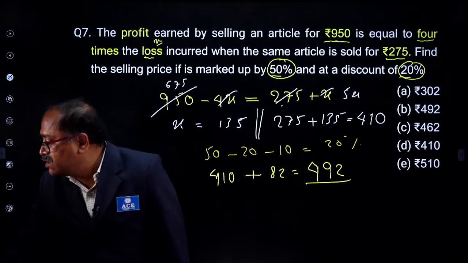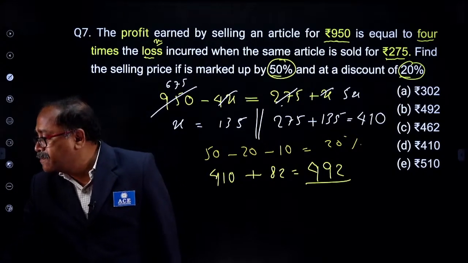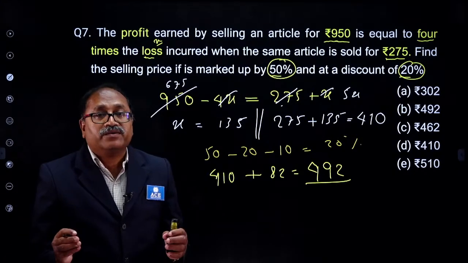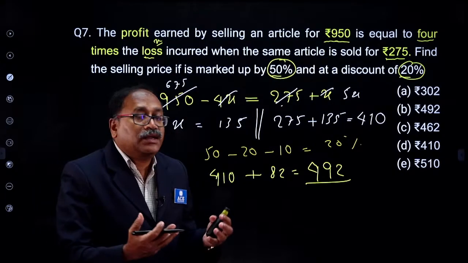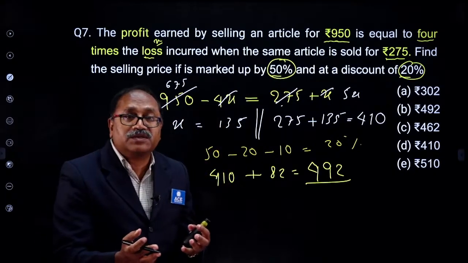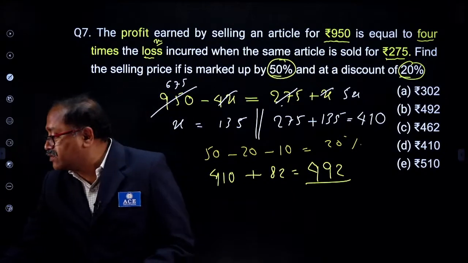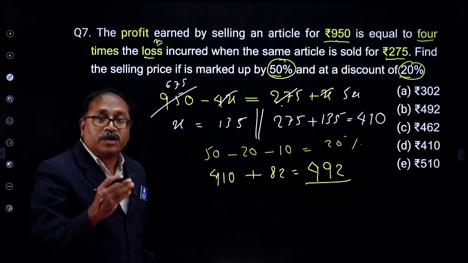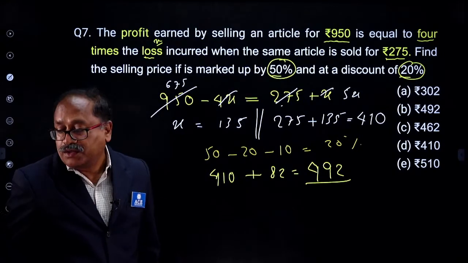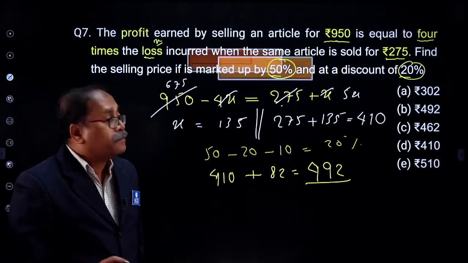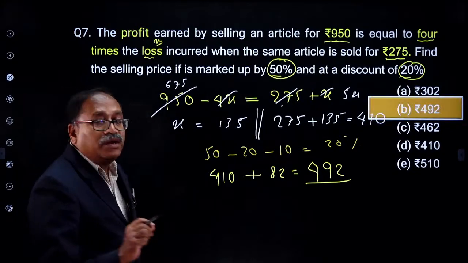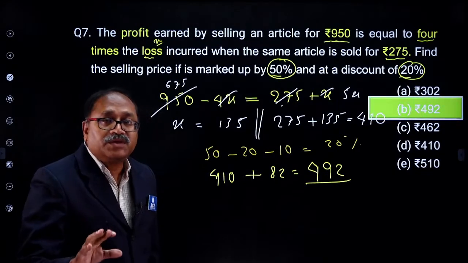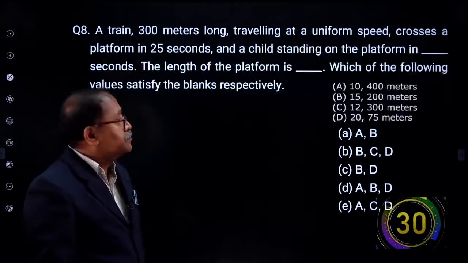Anyone answer the question? 492. See, if you internally know how the concept is moving, how easy it is to answer the question. Appal Naidu sir, is that correct? Okay. Moving to the next question here. 492 is the answer.